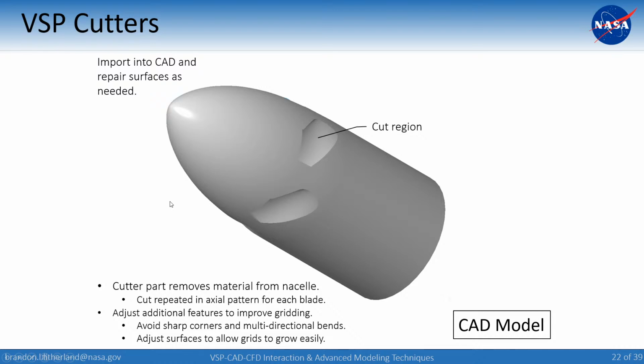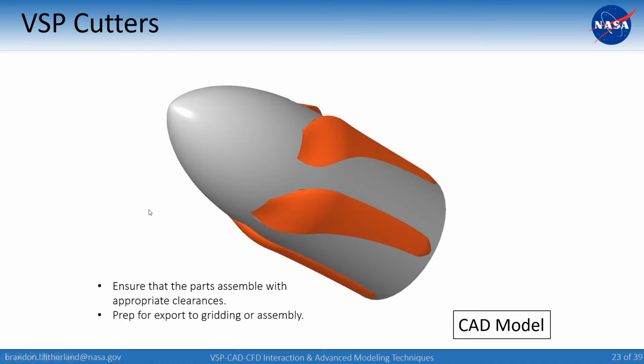And the things that you need to watch out for are to avoid sharp corners and multi-directional bends, because that's going to make things really tricky for your grid tools. So if you can go in and manipulate things and maybe fix them a little bit in CAD to avoid those sharp corners, your grid tools are going to be much, much happier and can build volume grids much easier than if you leave these high curvature regions, which we'll show later. But in this case, all of those blades that came straight from VSP nestled perfectly in these little cutout regions because that's what they were designed to do.